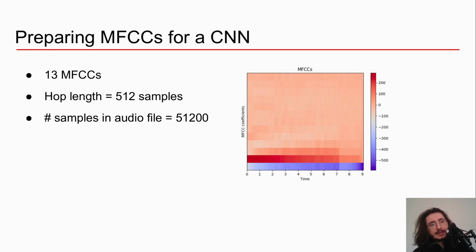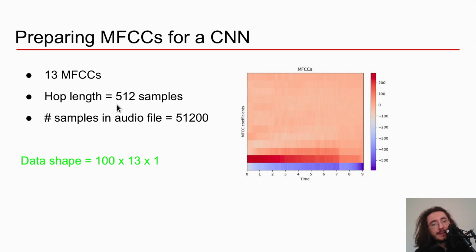Cool. So we said hop length 512 samples, and then we have the total number of samples in the audio file that we are analyzing. That's conveniently 51,200. Now the question is, what's the data shape that we're going to expect our CNN to be fed with? And the data shape is 100 by 13 by 1. So let's analyze why that's the case.